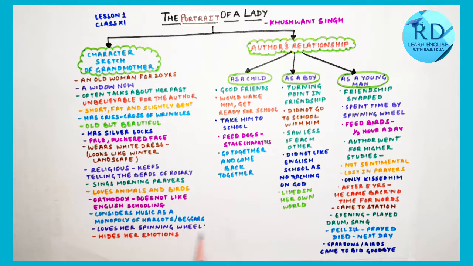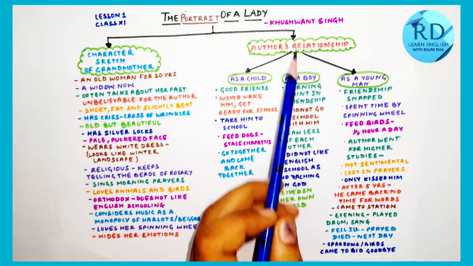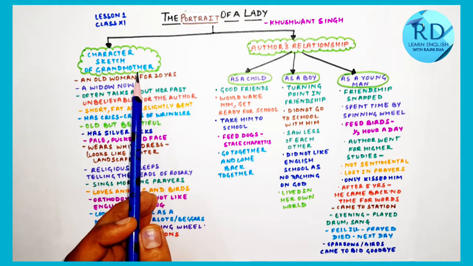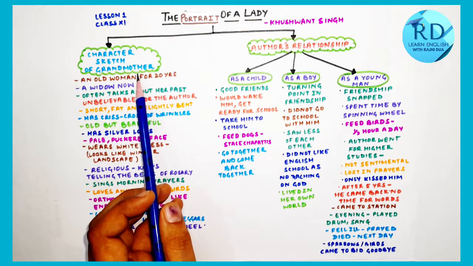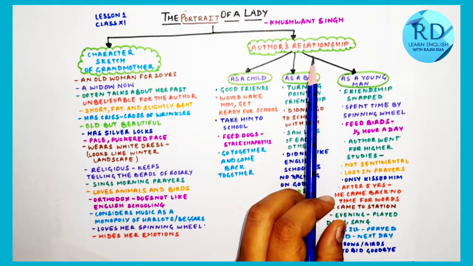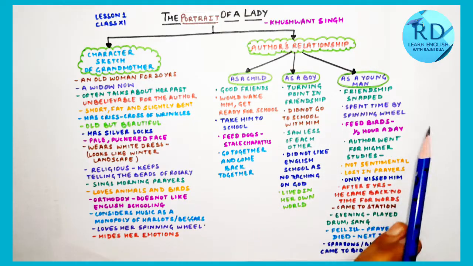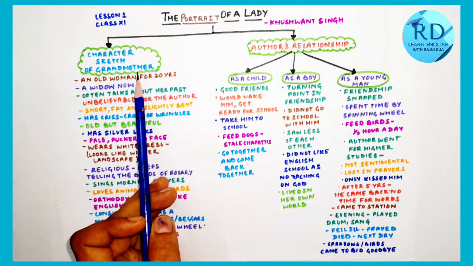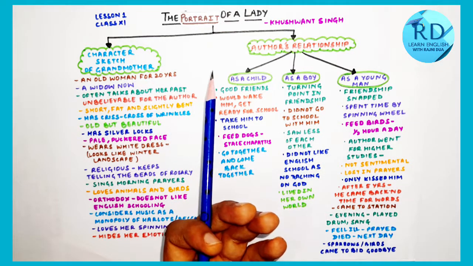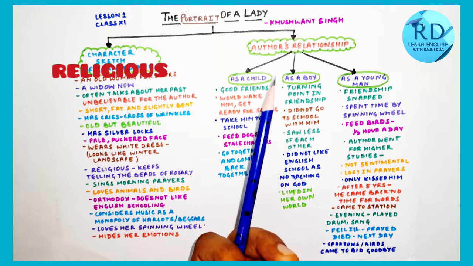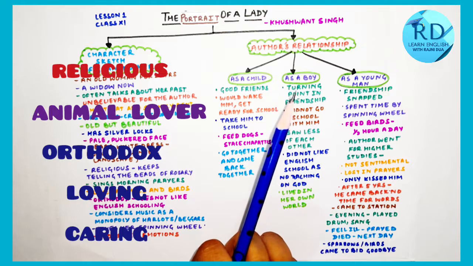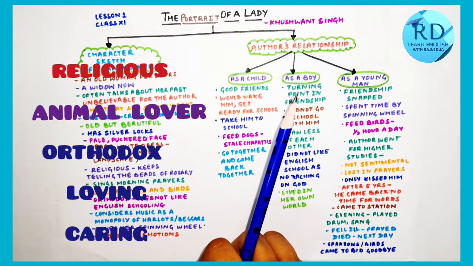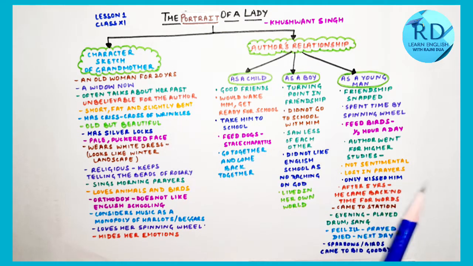So, Portrait of a Lady is a pen picture of Khushwant Singh's grandmother, and through words we get to know about the grandmother and also the author's relationship in different stages of his life. We know this grandmother to be a religious woman, an animal lover, very orthodox, but loving and caring towards the author, even till the last day of her life.